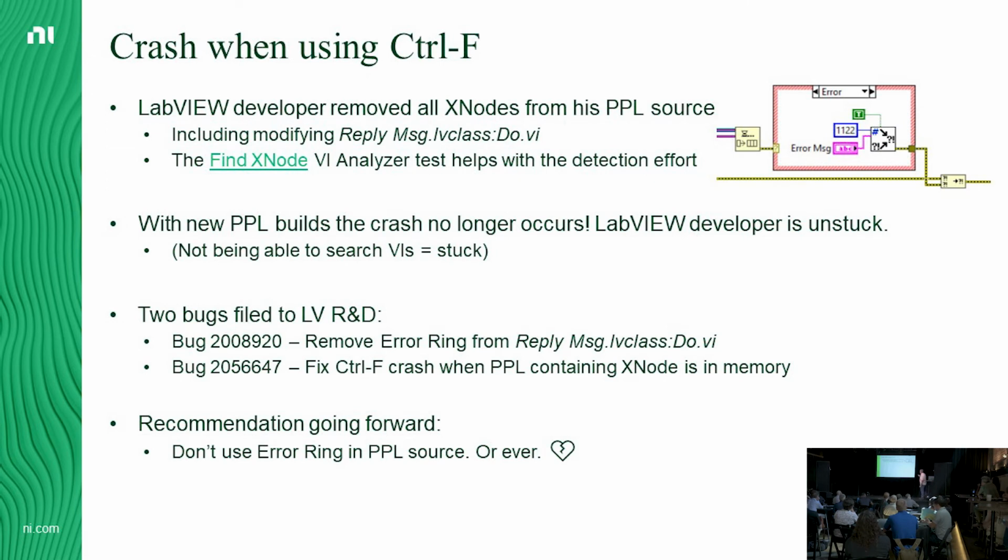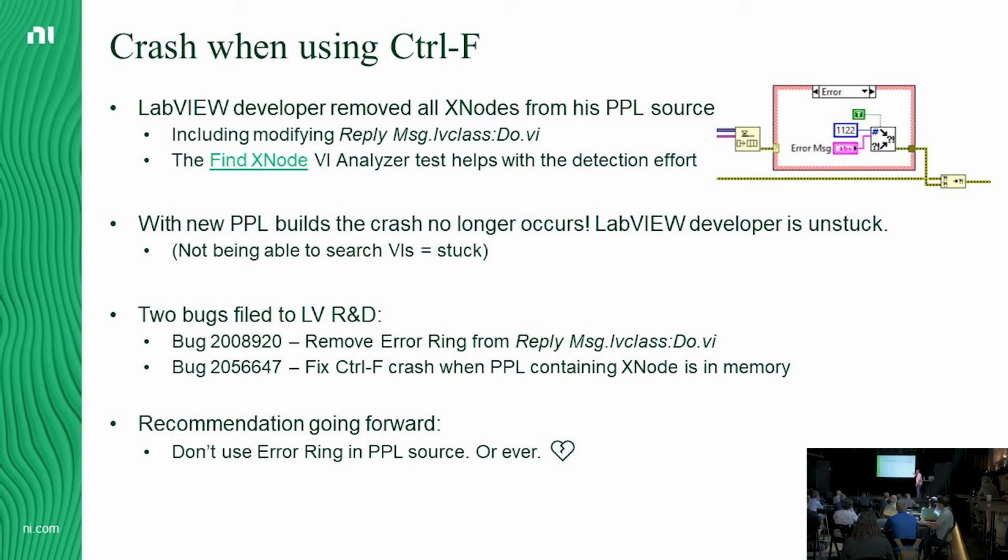Well, we went into the actual VI from Active Framework. We deleted the error ring. We replaced it with its generated code, which was just a call to error cluster from error code. It turns out that this customer, in the PPLs of his project, was also using match regular expression in some of his own code. So even when he made this fix, the crashes were still possible. So he went in and got rid of match regular expression.